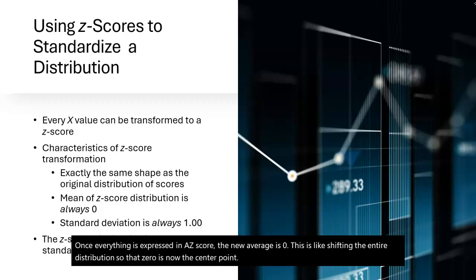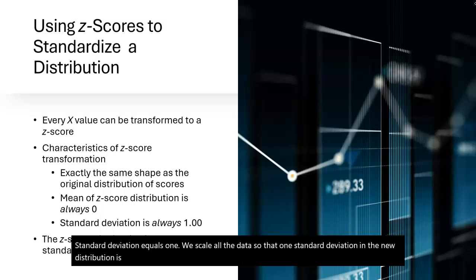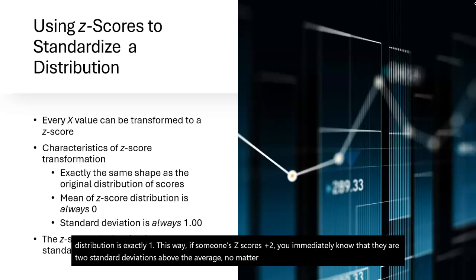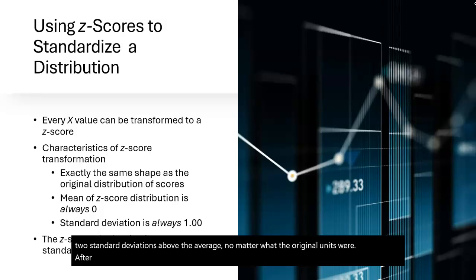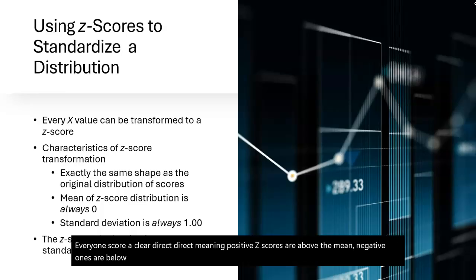Standard deviation equals 1. We scale all the data so that one standard deviation in the new distribution is exactly 1. This way, if someone's z-score is +2, you immediately know that they are 2 standard deviations above the average, no matter what the original units were. After we do a z-score transformation, we call the result a standard distribution. It gives everyone's score a clear, direct meaning. Positive z-scores are above the mean, negative ones are below the mean, and 0 is right in the middle.